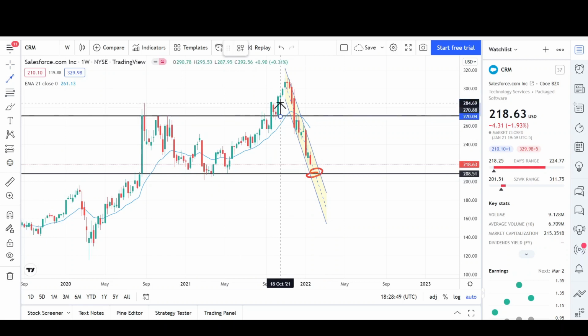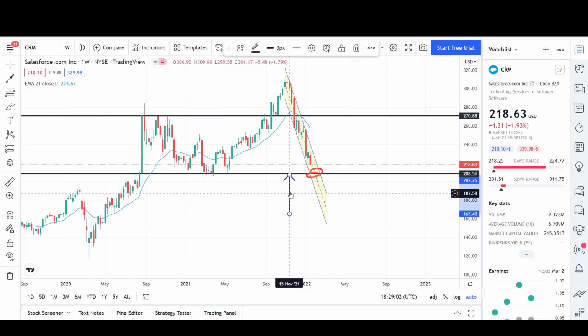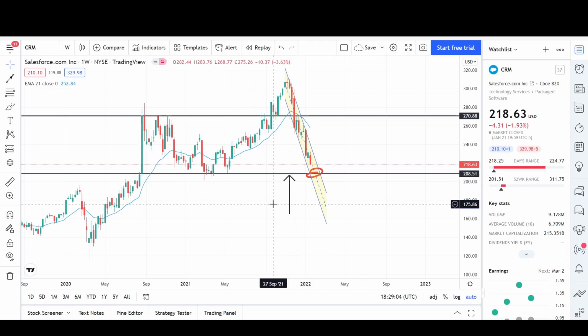You can see that if I do a measure move from the top of this breakout, from the 271 level to the top all-time highs, and I drag it lower on the bottom side of the range, you can see that it's pretty much right at that 165 target. So let me do that again.